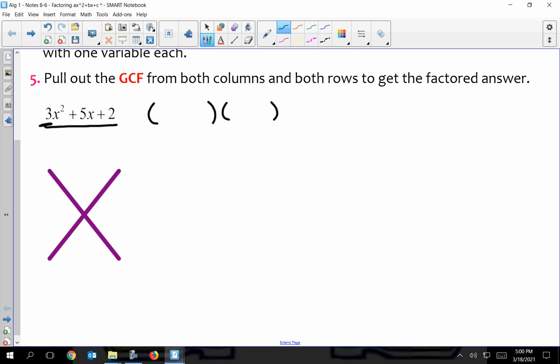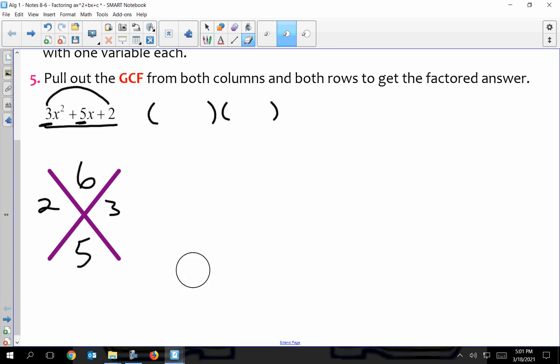First step, if you remember, we take the first number and multiply it by the last number and put that on top. We take the middle number, not the variable, just the number, and put it on the bottom. If it's a negative, make sure the negative sign goes with it. Same thing with the top. Now you're going to ask yourself what multiplies to the top and adds to the bottom. Well, I know that 1 times 6 is 6, but 1 plus 6 is 7. 2 times 3 is 6, and 2 plus 3 is 5. So sometimes you've got to think it out. So we're going to put those there. Doesn't matter where you put those either. You can have that flipped.